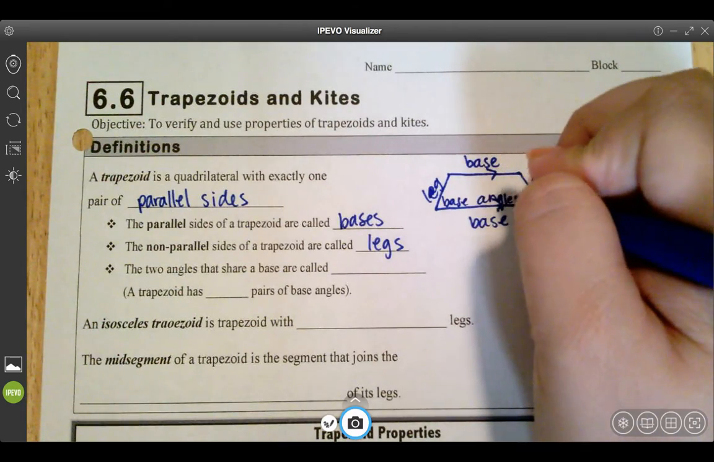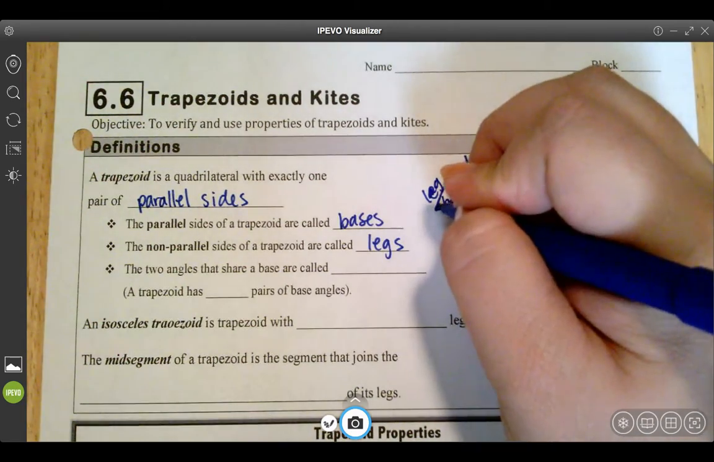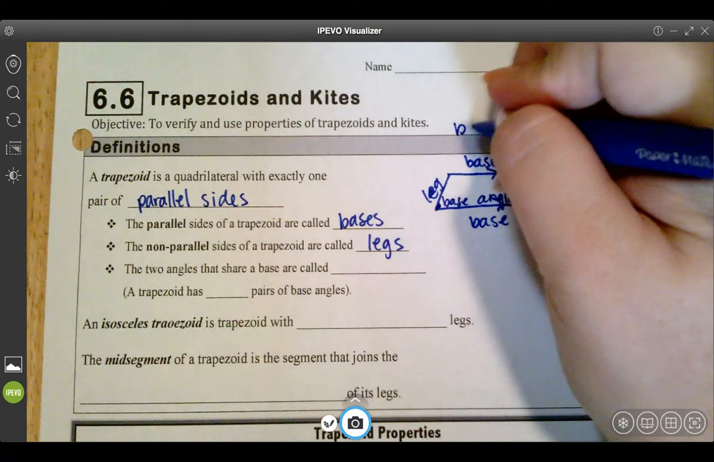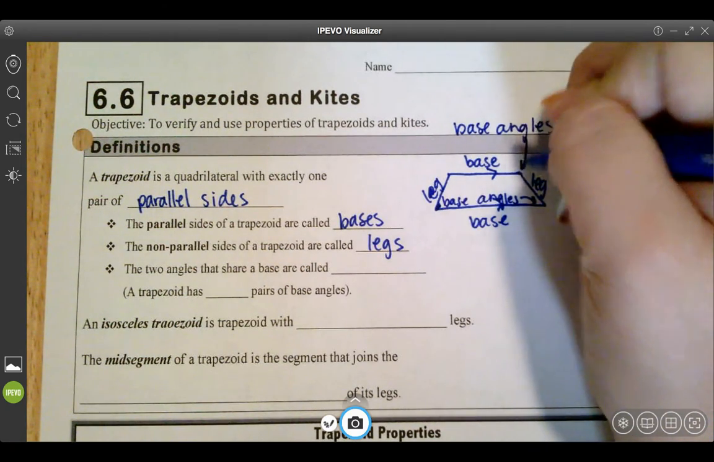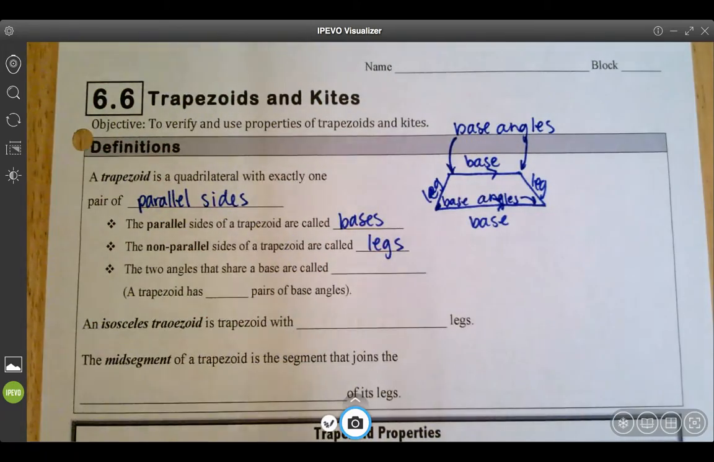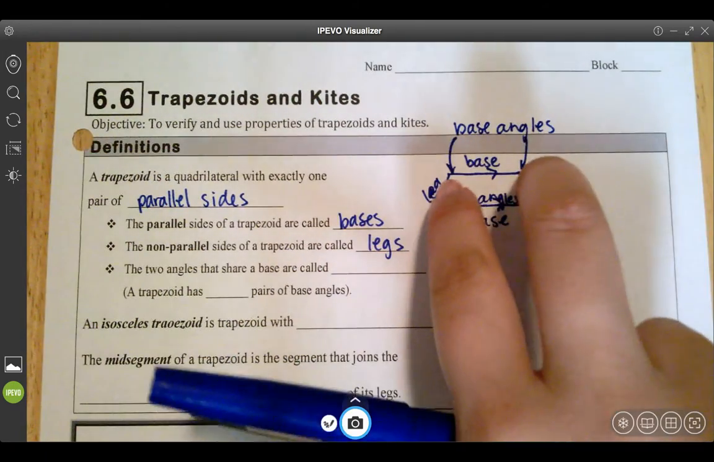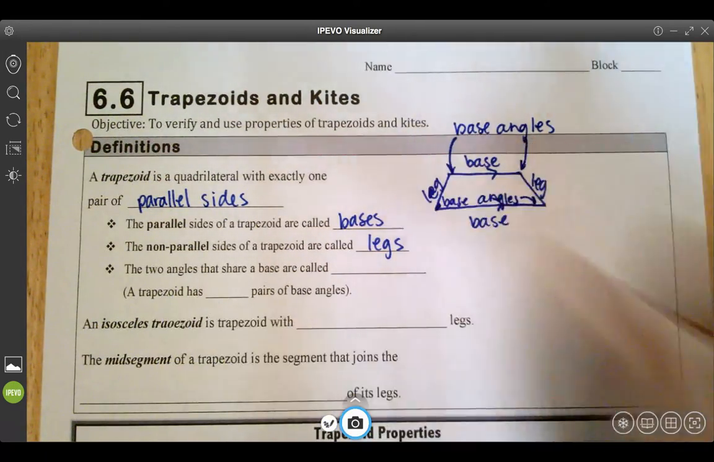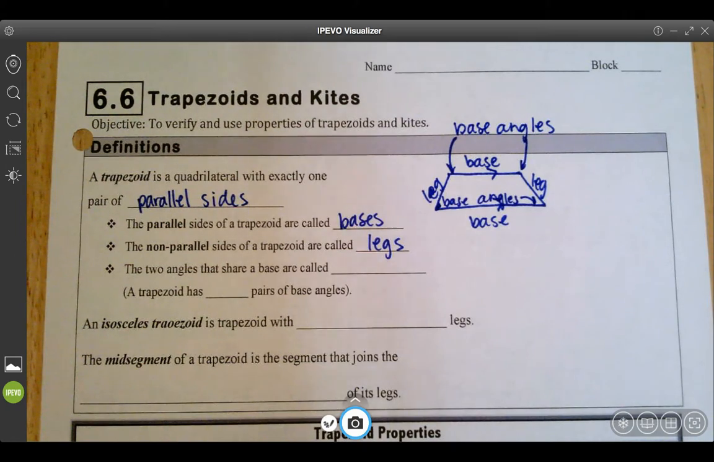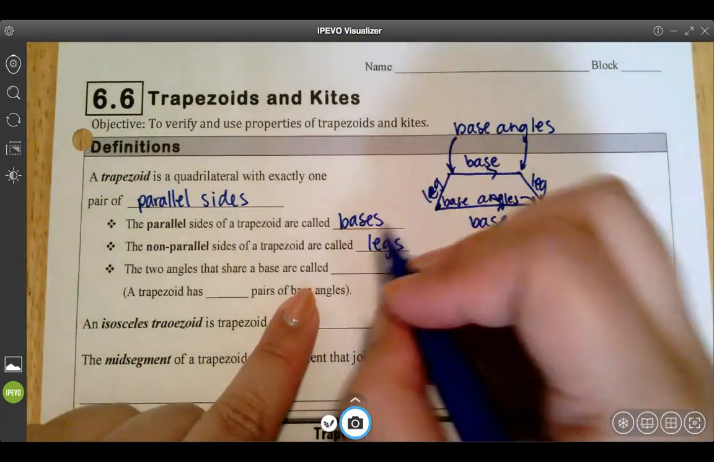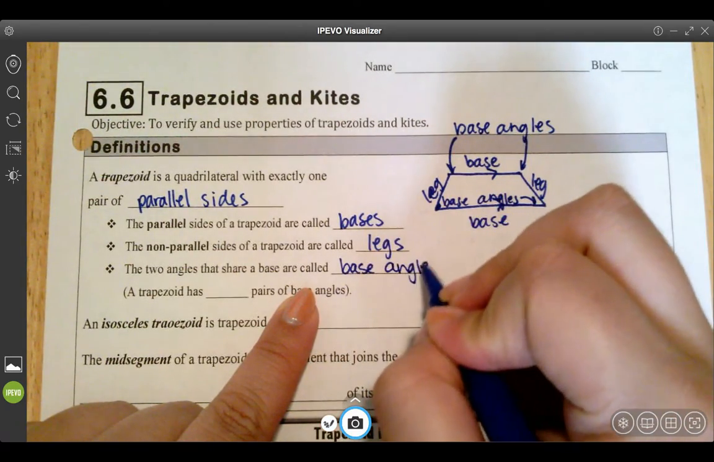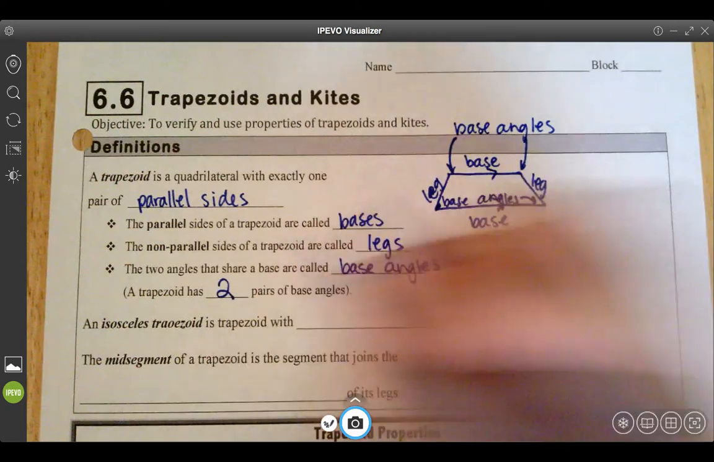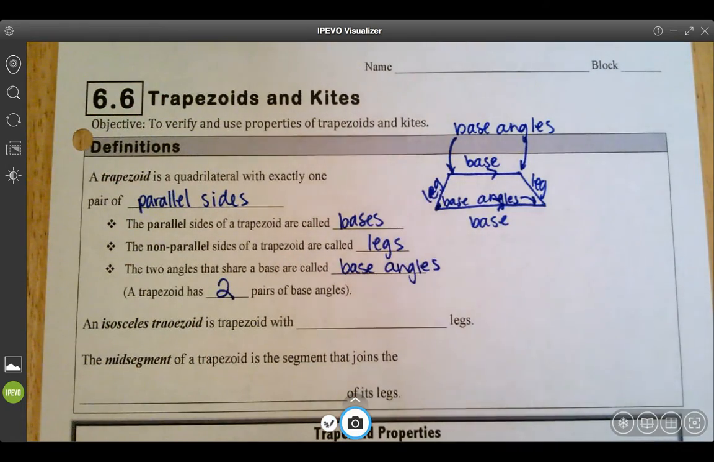The two angles that share a base are called base angles. So here we have two base angles and here we have two base angles. So the pair of base angles shares a base. It's the two angles along one of the parallel lines. And so we can see there are two pairs of base angles.